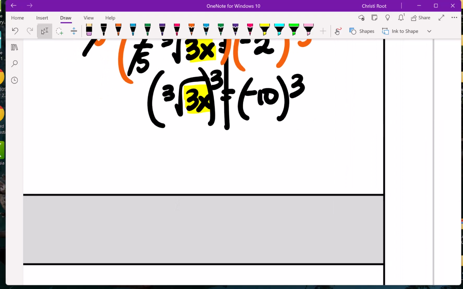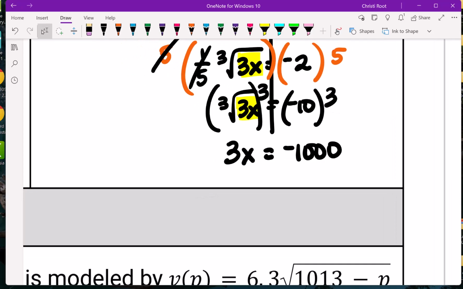To be clear, I know it's annoying, but I am not cubing 3x. I am cubing a cube root. Cubing a cube root cancels out and it leaves a 3x. And then I'm left with negative 10 to the power of 3. That is negative 1,000. That was step 2.